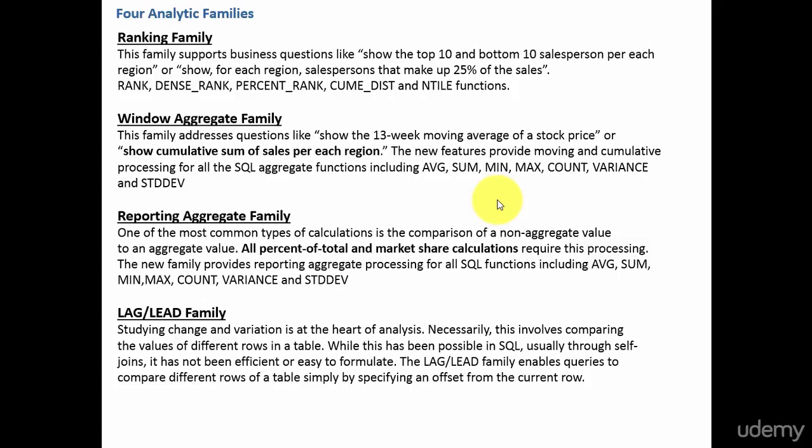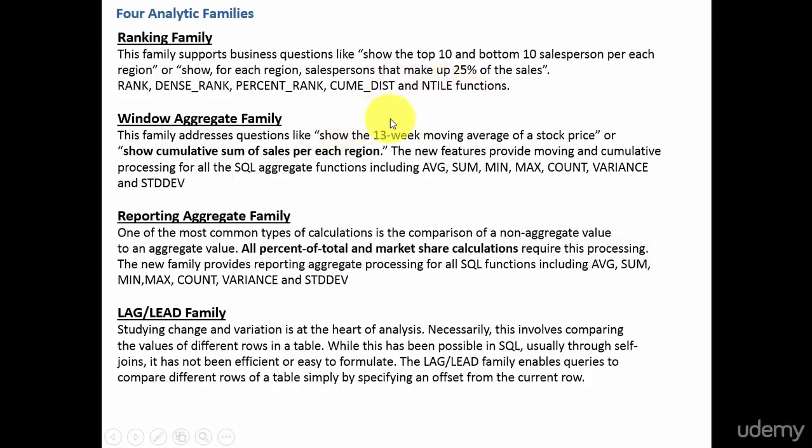Analytical functions are broken down into 4 families. They are the ranking family, window aggregate family, reporting aggregate family, and lag and lead family. The ranking family is mostly used to find the top and bottom kind of analysis, like show me the top 10 salesmen or show me the bottom 10 salesmen. The ranking analytical functions are rank, dense rank, percent rank, cumulative distribution, and ntile functions.